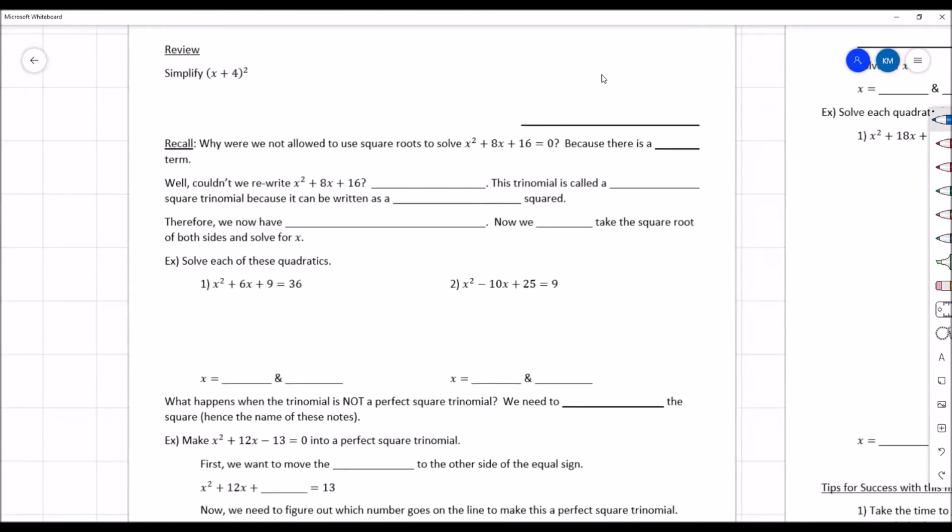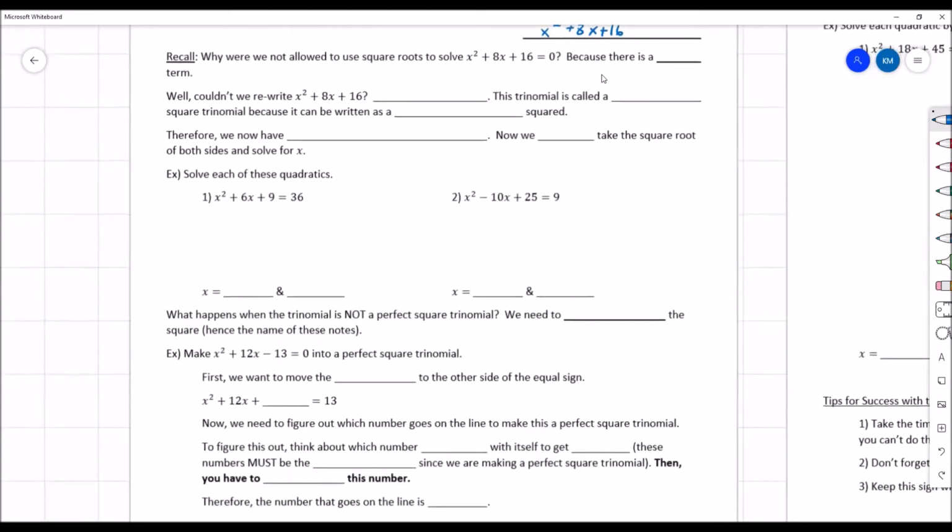Okay, they're asking us to simplify x plus 4 squared. Remember, to do that, I encourage you to just rewrite the problem and do it, whether you FOILed or box methoded. Okay, x times x was x squared. X times 4 was 4x. X times 4 is 4x. 4 times 4 is 16. All right, so we've got all those, and then added our like terms together. And so our final answer was x squared plus 8x plus 16. It's going to play an important role in today's lesson.